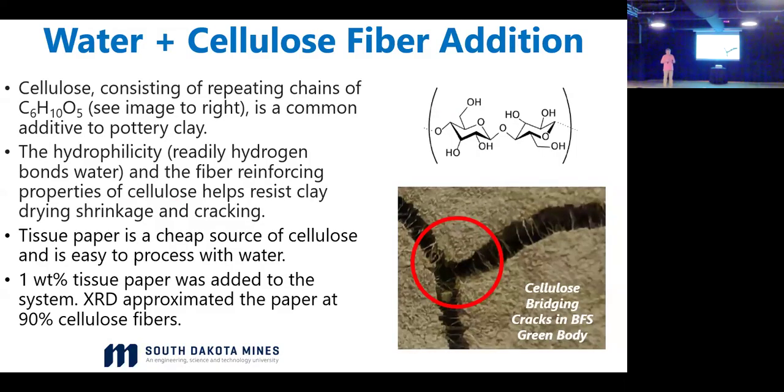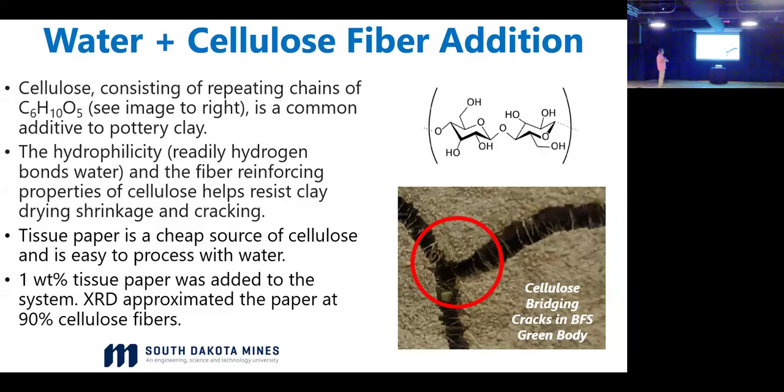The structural approach was to add 1% tissue paper. And I don't think Jacob Peterson's here, but this was his idea. And so we literally went to the bathroom, took toilet paper, shredded it up, and added 1% tissue paper in the form of cellulose. Here's the chemical building block of cellulose. And here's in a crack that we did produce, you can see those cellulose fibers at least trying to bridge the crack, so it gives it some structural support.